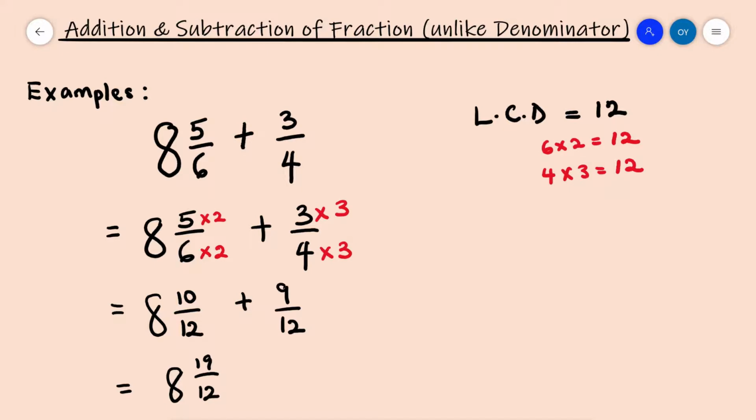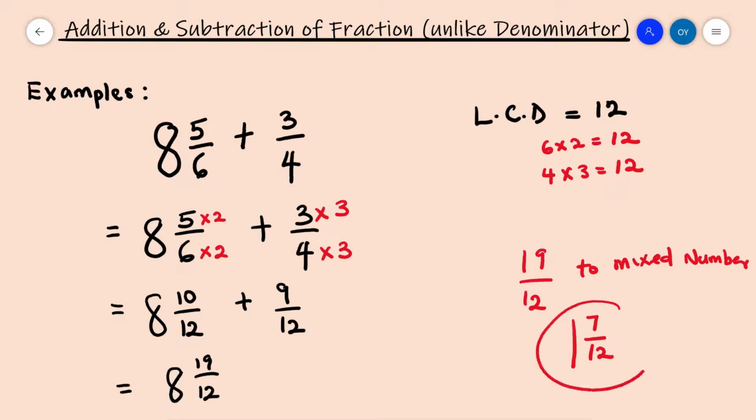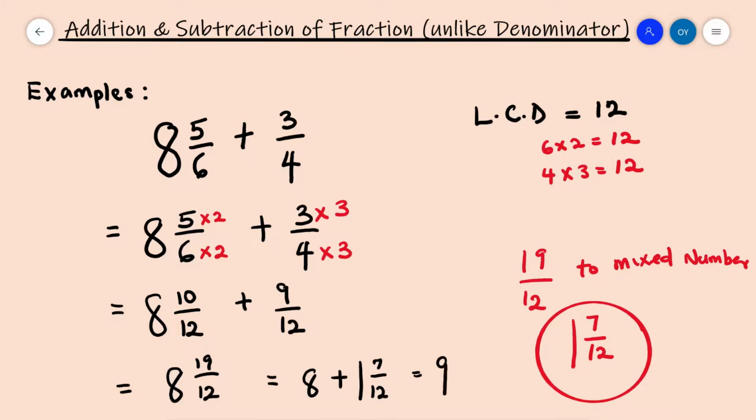19 over 12 is an improper fraction. So we need to change 19 over 12 to a mixed number. So 19 over 12 gives us one whole number, 7 over 12. So we will write this as 8 plus 1 7 over 12. And this is 9 7 over 12.